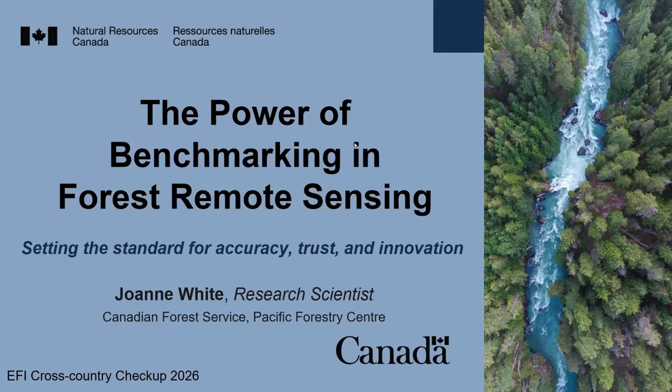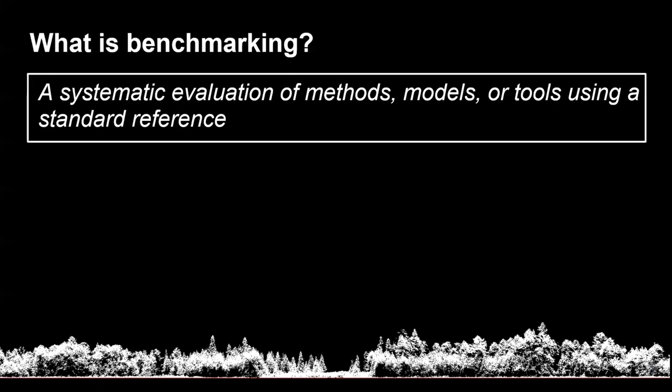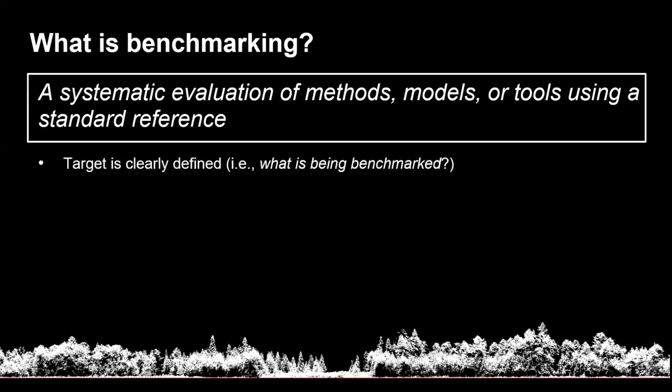So first, what is benchmarking? What do I mean? It's the systematic evaluation of methods, models, or tools using a standard reference. And so if we're benchmarking, the target is clearly defined. And by that, I mean, what are we benchmarking? Is it predictions of biomass, or is it land cover? What is the target? Often we also consider explicit temporal framing. So are we considering a single point in time or multiple points in time? And what scale of inference are we talking about? Is it at the tree level, at the plot level, stands, or landscapes?